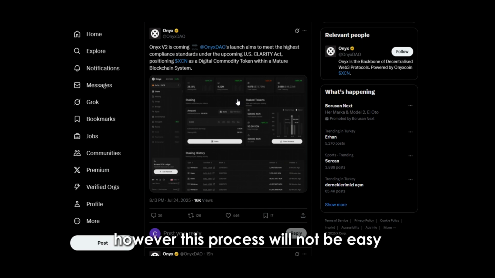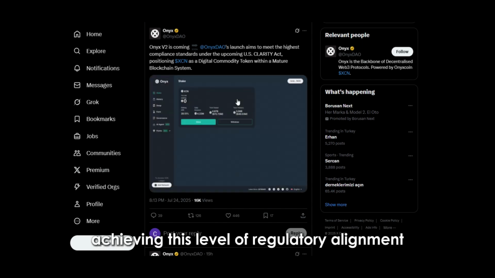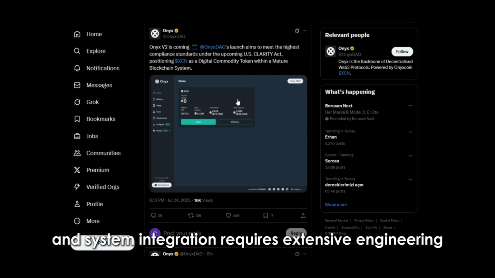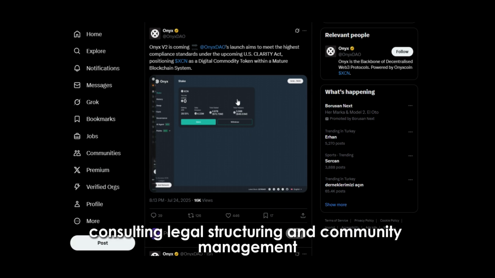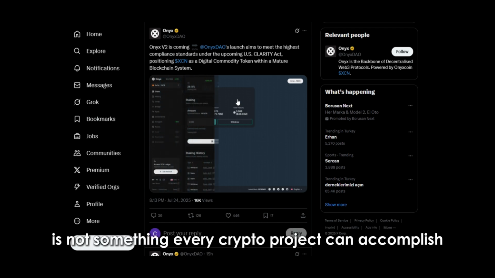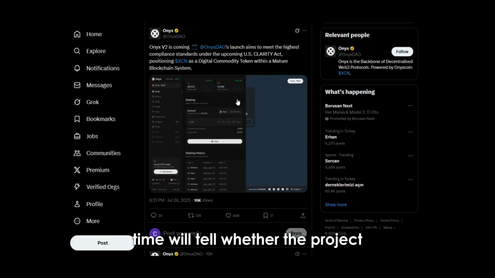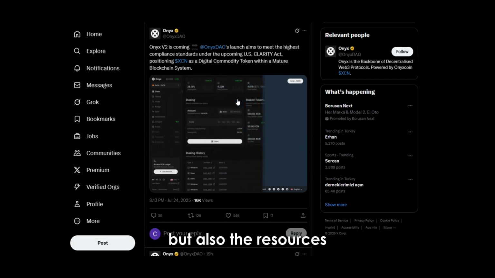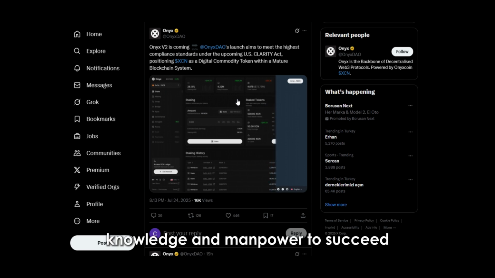However, this process will not be easy. Achieving this level of regulatory alignment and system integration requires extensive engineering, consulting, legal structuring, and community management. Moreover, succeeding in a heavily regulated environment like the US is not something every crypto project can accomplish. Time will tell whether the project not only has the intention, but also the resources, knowledge, and manpower to succeed.